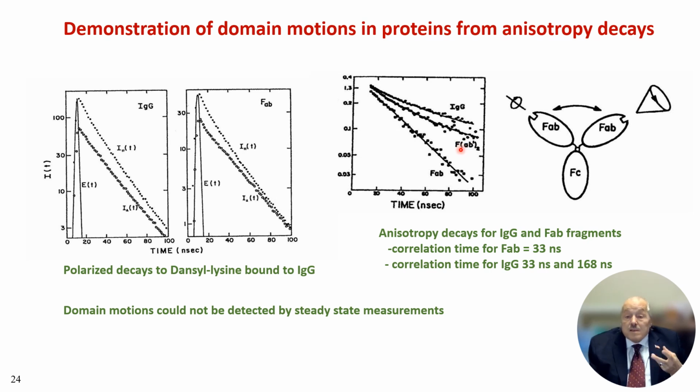motions of the proteins. So the anisotropy decay is due to both flexing of the FAB units relative to the entire protein, but there's also a longer time component, which is due to overall global rotations of the IgG. So that's one of the early measurements of domain motions in proteins, and there have been many more since these early experiments.